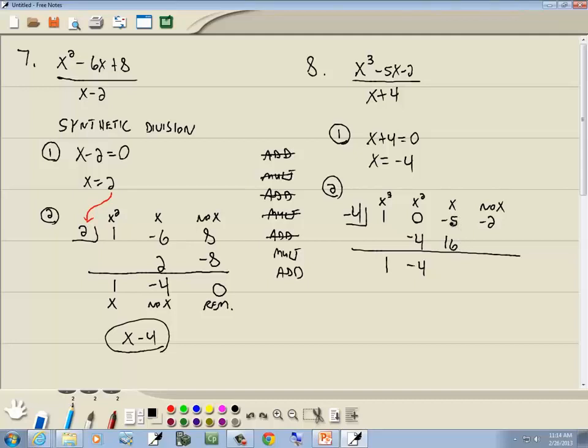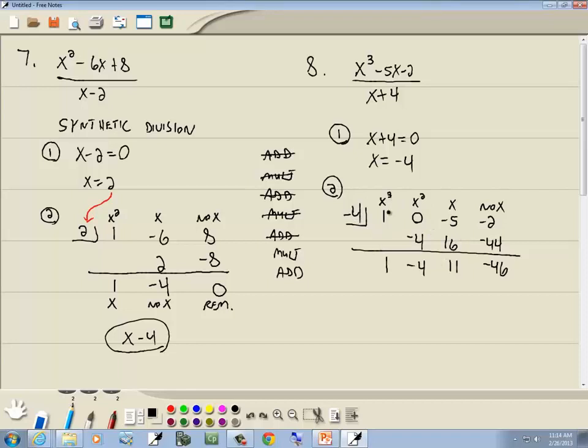Then we want to add. Negative 5 plus 16 gives us 11. Then we want to multiply. You always multiply by the number in the box, by the number you just put down there. Negative 4 times 11 is negative 44. And then we want to add. Negative 2 and negative 44 gives us negative 46.